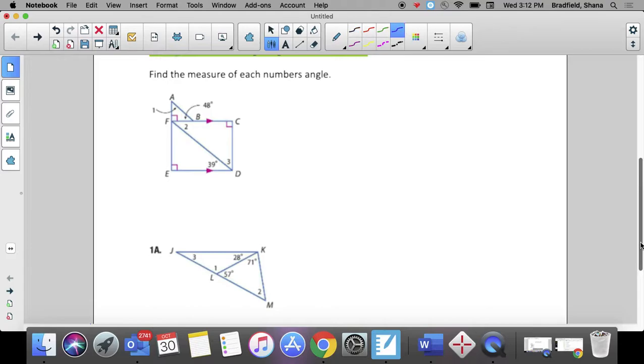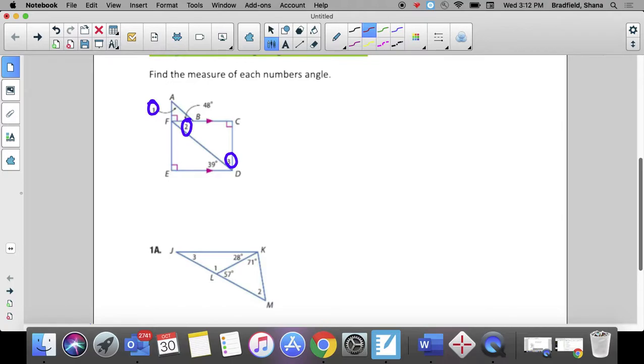So for the first problem here, it says find the measure of each numbered angle. We've got angle 1 here, angle 2, and angle 3, and so they're missing their measurements. When you solve a problem like this, you don't have to start with angle 1 and then go to 2 and then 3. You can start with any one that you feel comfortable with. I would always start with definitely the easiest one first.